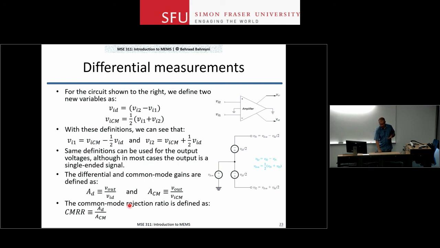So these are numbers or values that you may see in, for example, an op-amp datasheet, that CMRR is 100 dB, meaning that the differential gain is 10 to the 5 times larger than the common mode gain.